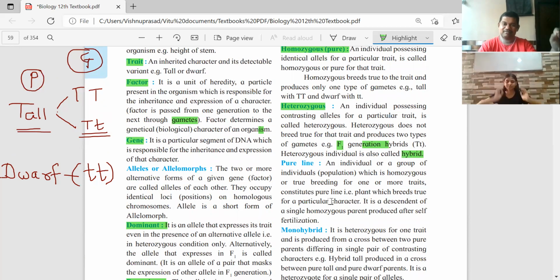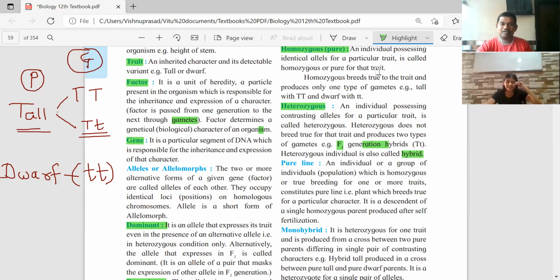Wherever we start with the inheritance, that is called the parental generation. When the gametes are produced, fertilization takes place and the new generation is produced. That is called the F1 generation. Now the F1 generation can also become the parents for the next generation. The next generation of the F1 generation we call the F2 generation, and the next one will be F3. Like that we can keep on telling.